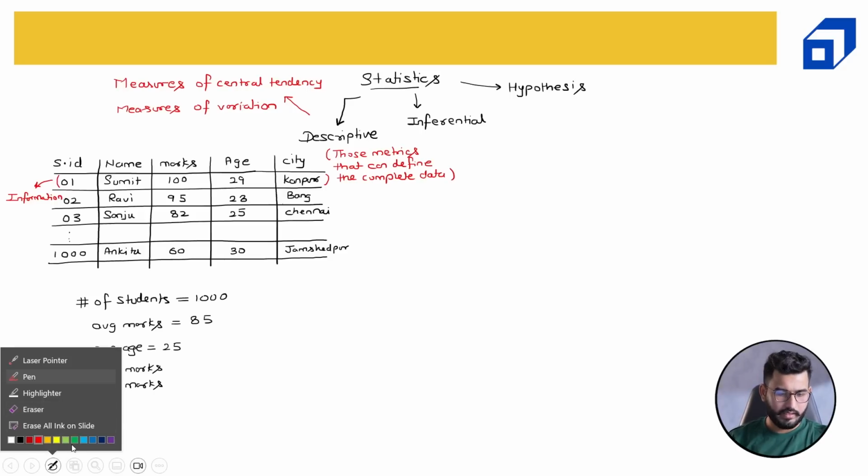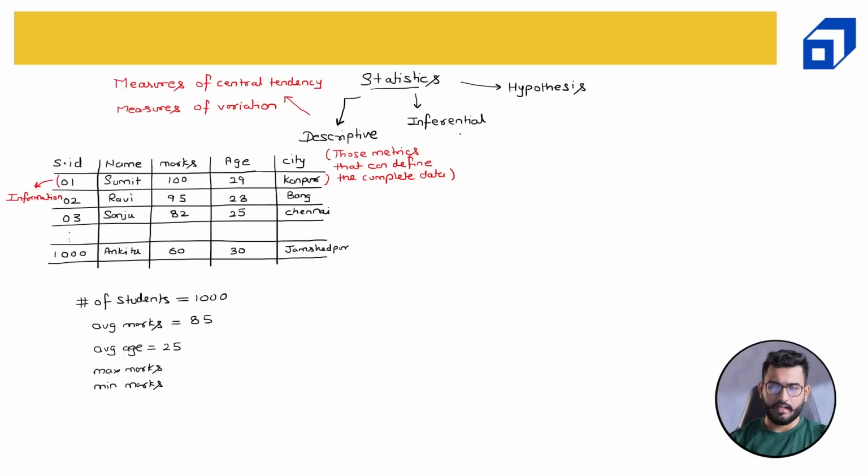Now, how can we understand inferential? So I'll just quickly change the color and we'll take one example. Let's say there is a company, let's take any name of the company. Let's say there is a company known as Scalar. Now Scalar wants to know on an average how many hours a student is studying in 12th class.